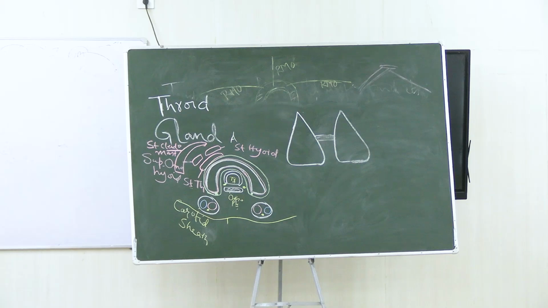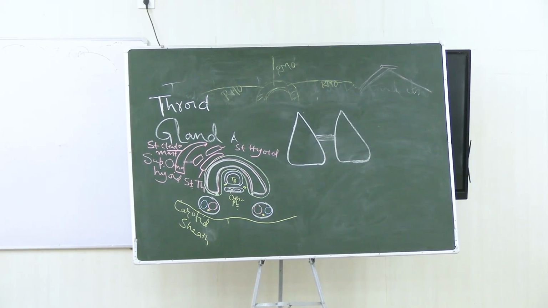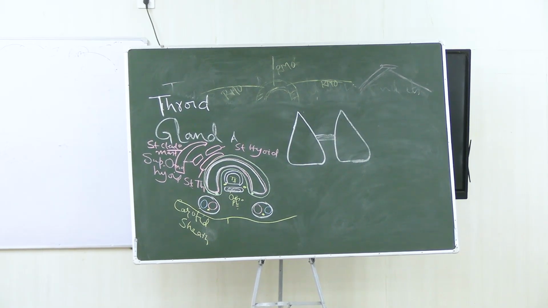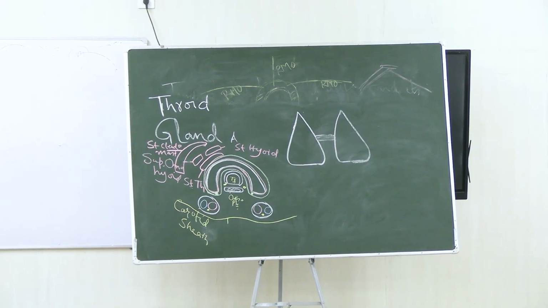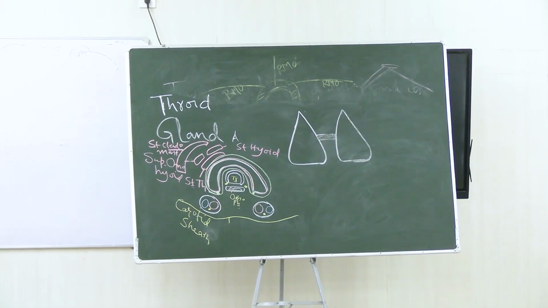Now, if the external laryngeal nerve is cut, and you know the external laryngeal nerve supplies the cricothyroid muscle, the cricothyroid muscle is the tensor of the vocal cord. So the vocal cord will be lax, and that will also produce hoarseness of voice. Now one question comes: if the thyroid gland is enlarged, in which direction does this enlargement occur? Upward or downward, or backward or forward?